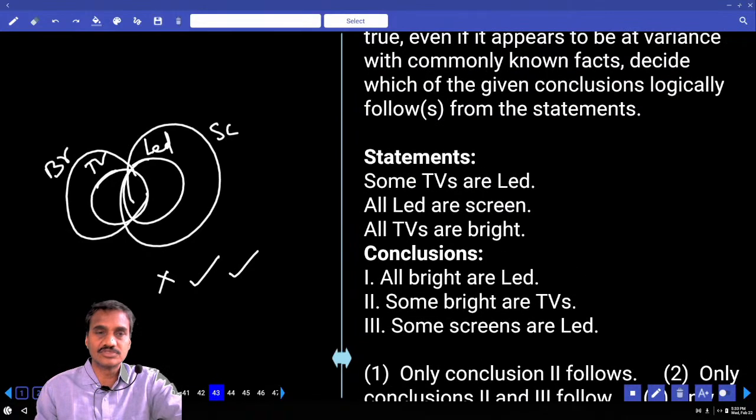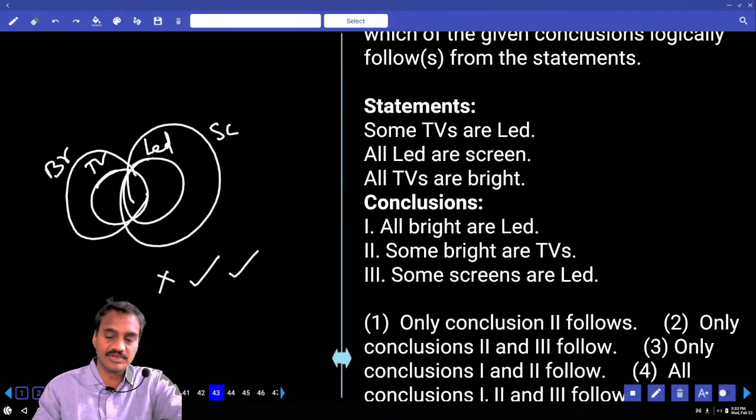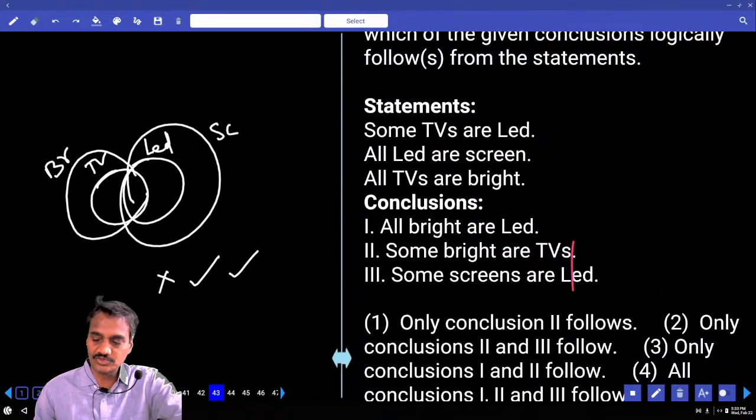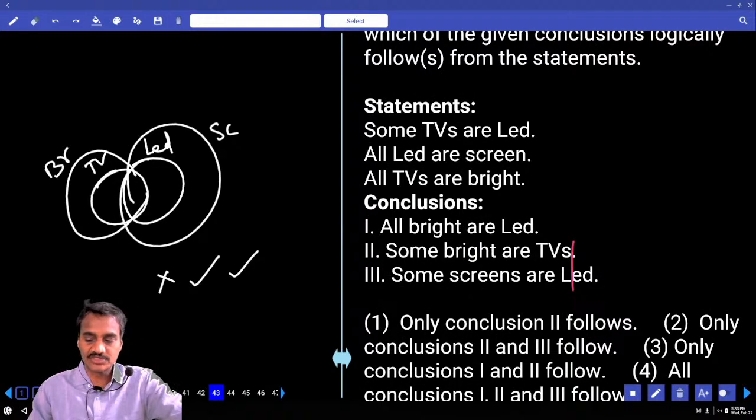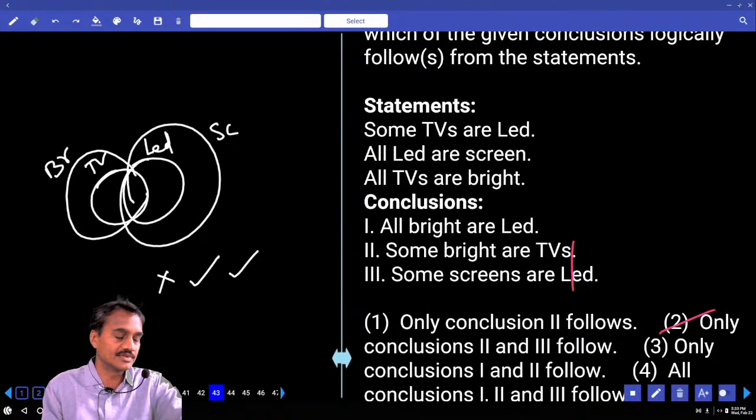Both these conclusions are true, and both are affirmative. They will be true forever, no need to check once again. Then what is your answer? Only 2 and 3, choice 2 for 43.